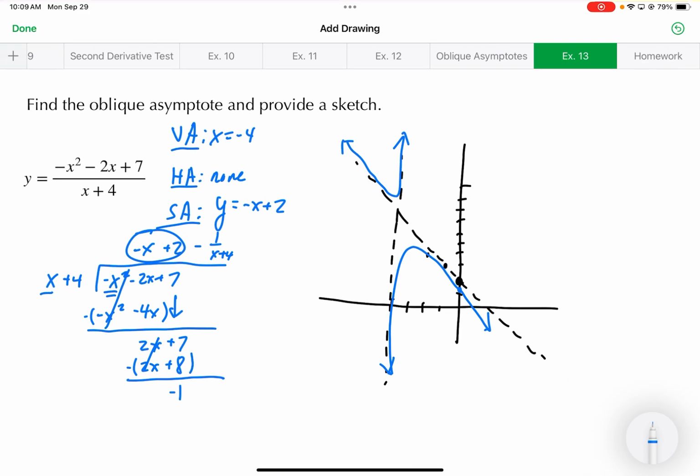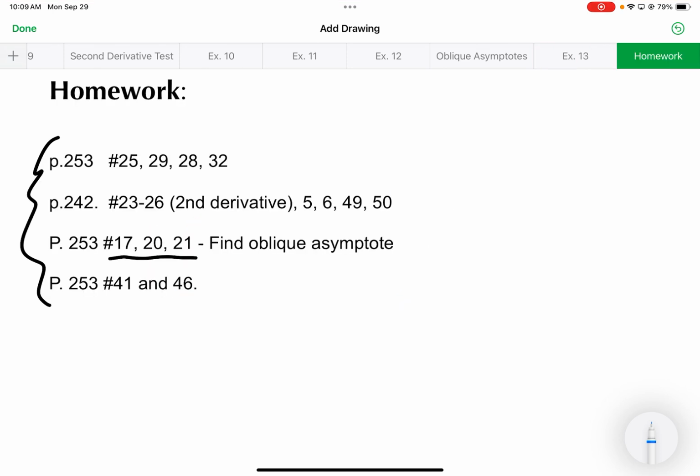Okay? Cool. All right, your homework is scattered between 2 pages. So like 253 has 3 different things on it. I don't know why in the past it was broken up into different pieces like this instead of one cohesive value, but I think it's to try to get all the main pieces together. So I think 25, 29, 28, and 32 are maybe graphing. I can't remember off the top of my head. You're doing second derivative test on 242 for 23 to 26.